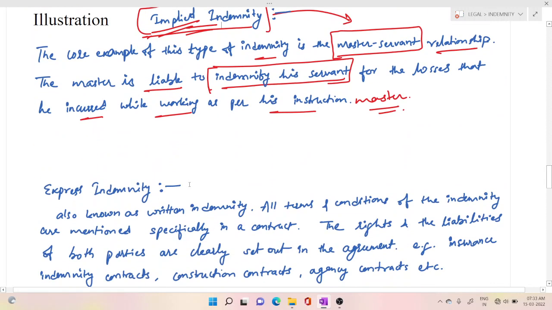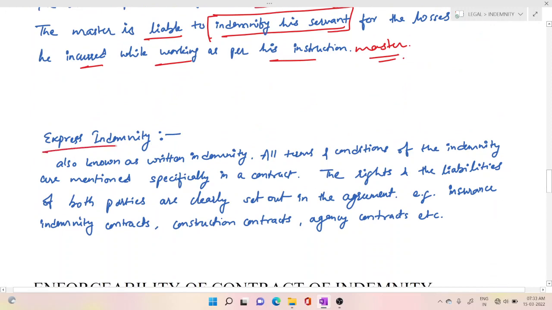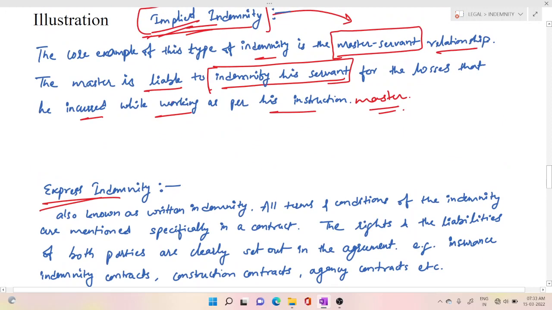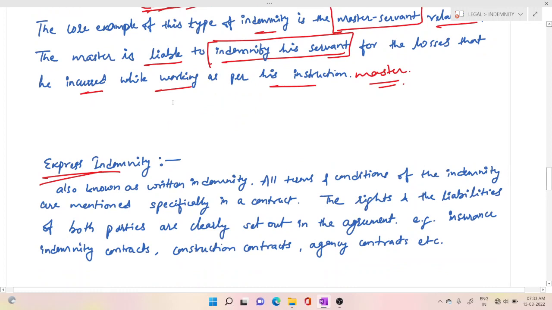Okay, next let's see the express indemnity. When you compare both express and implied, you will definitely have a clear vision of express and implied indemnity. In case of express indemnity, this is also known as the written indemnity. In case of implied, there is nothing written in the contract. There is nothing written, that is implied. That's why it is implied. But the express indemnity is also known as written indemnity.